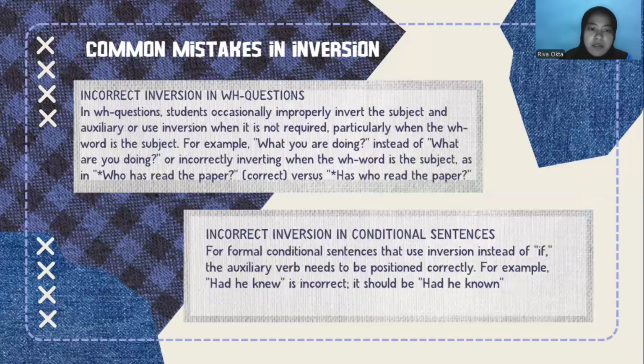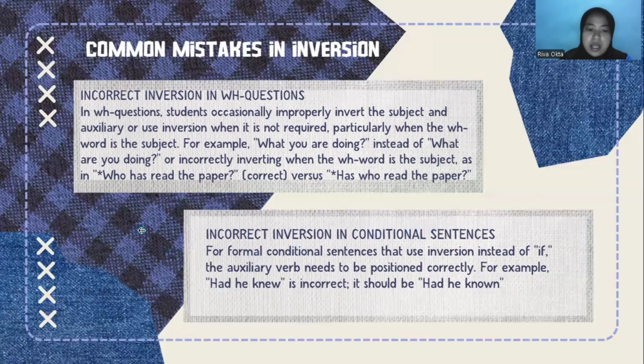Next, incorrect inversion in wh-questions. In wh-questions, students occasionally improperly invert the subject and the auxiliary or use inversion when it is not required, particularly when the question word is the subject. For example, what are you doing, instead of what you are doing, or incorrectly inverting when the question word is the subject, as in who has read the paper, correct, versus has who read the paper.